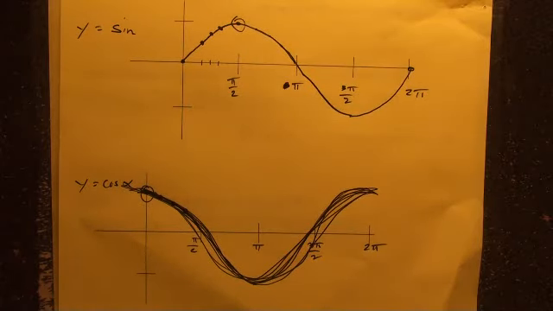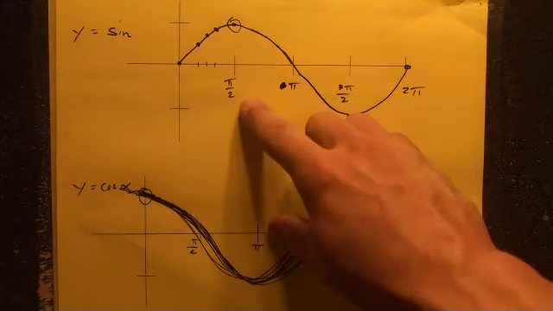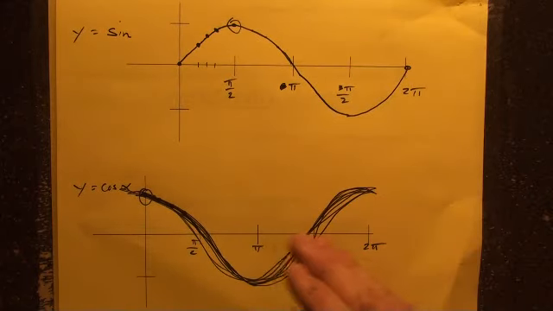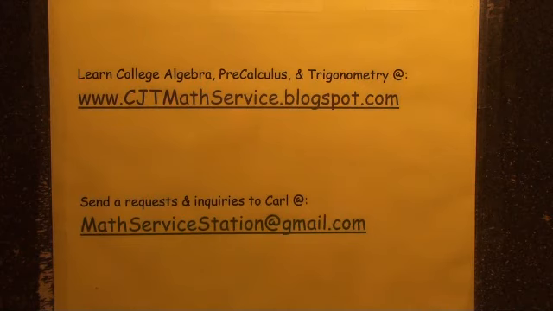So what's the difference between sine and cosine? There's not much of a difference on its graph other than the fact that it's just moved over 90 degrees. It's moved over pi over 2 units to the right, depending upon which one you're talking about.